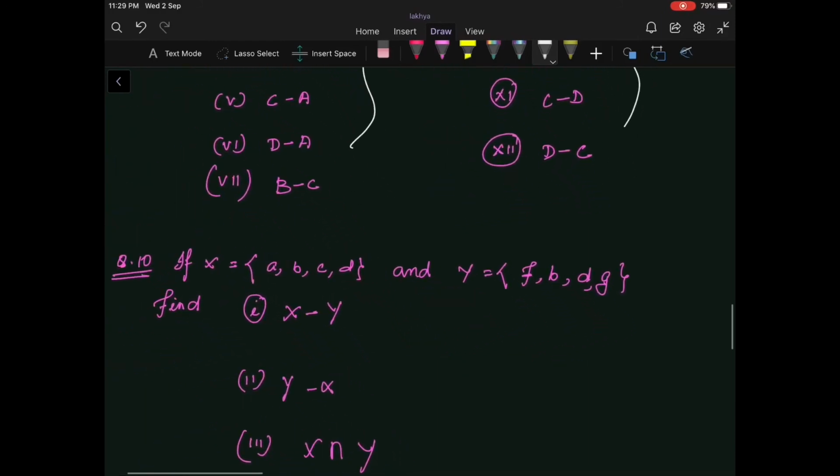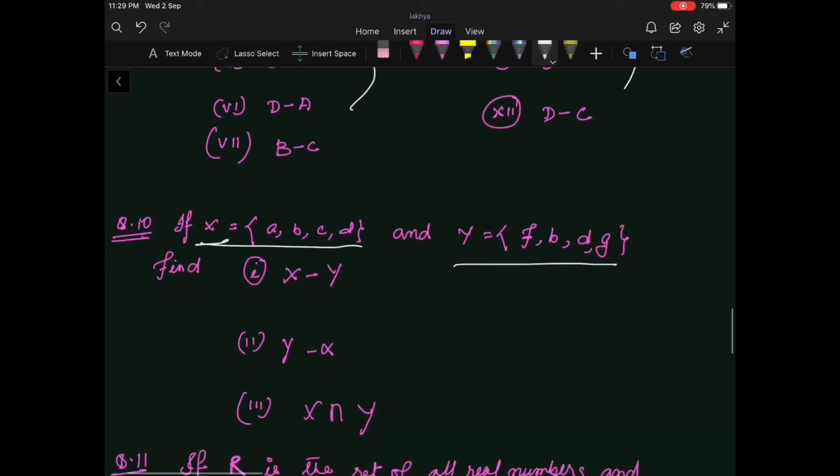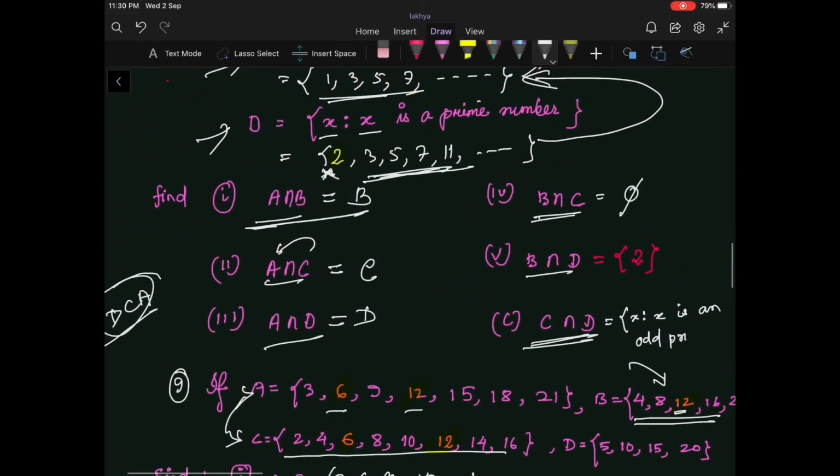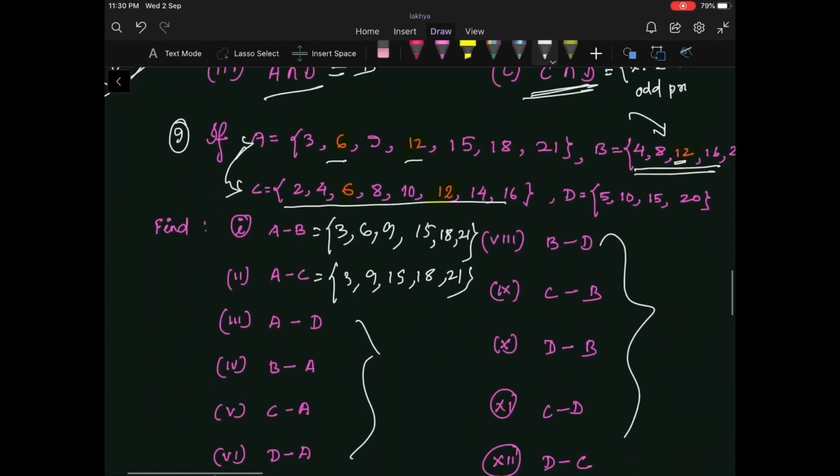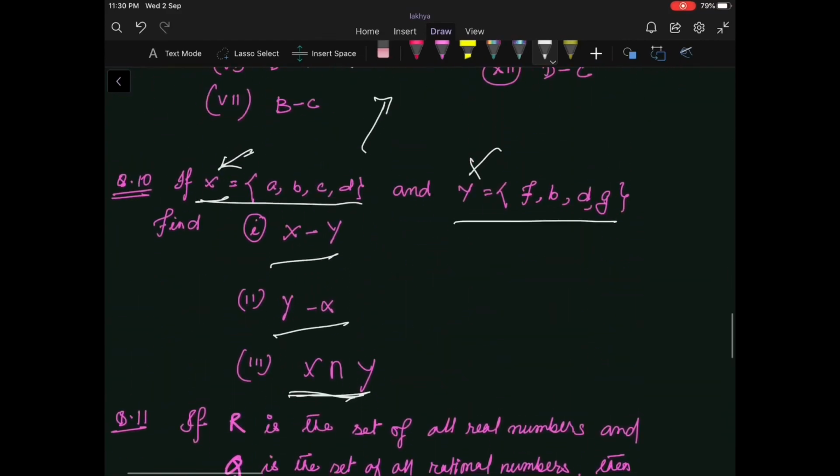So now let me show you how to solve question number 10. Here you see there are two sets X and Y. So this is similar to question number 9. Here we need to find X minus Y, Y minus X. Then we also need to find X intersection Y. Okay, as we have done in question number 7, intersection. So first let me find X minus Y.